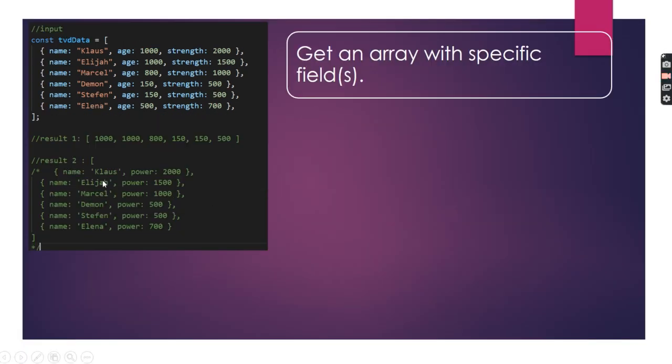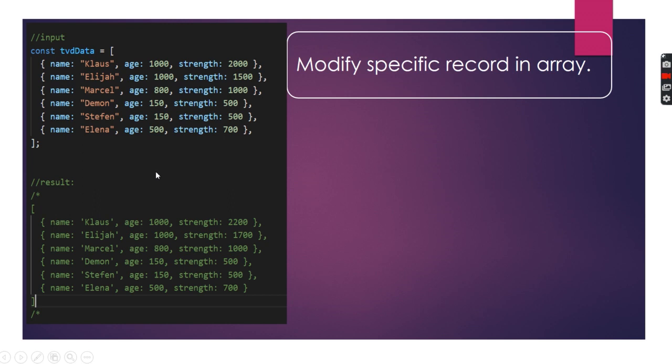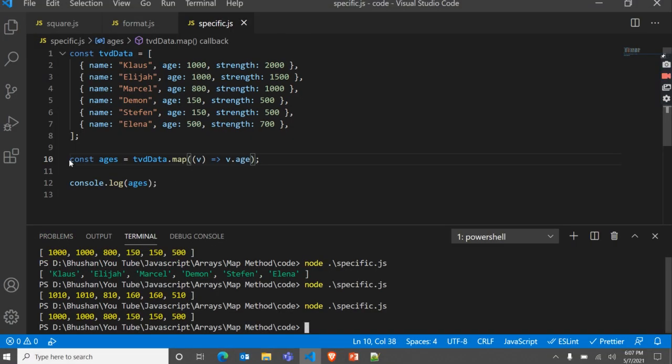In result two, we want the specific fields name and power. Power is strength, I like to call it power. So let me comment this.